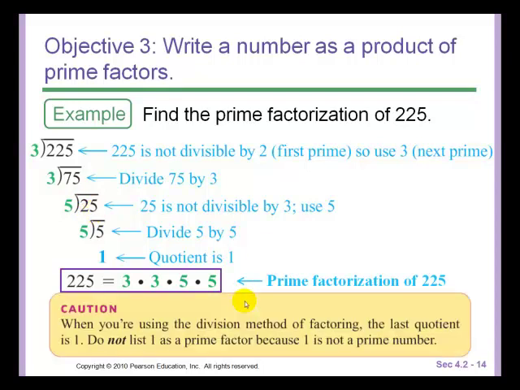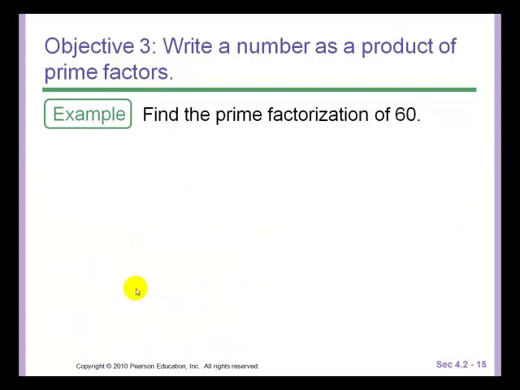A quick note, when you're using the division method of factoring, the last quotient will always be 1. Do not list 1 in your prime factorization because 1 is not a prime number.